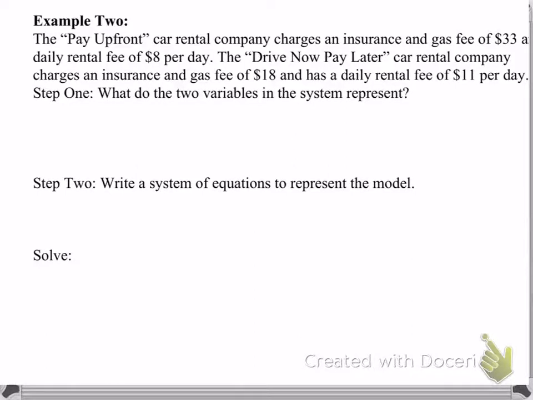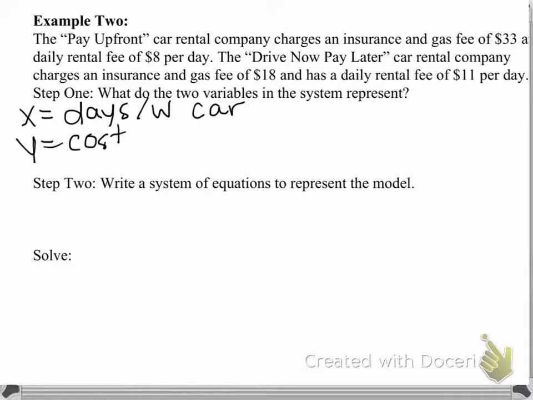So for our next example, we've got the car rental company again. So I'm just going to write the same problems that we did yesterday. And if you struggle with how it's set up, just let us know. Remember that X was your days with car, and that Y was your cost, how much you spent. So your two things, you had your pay now, or pay up front, excuse me. And you had drive now.